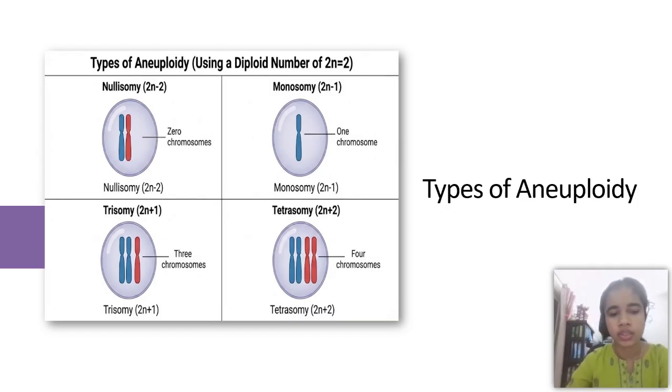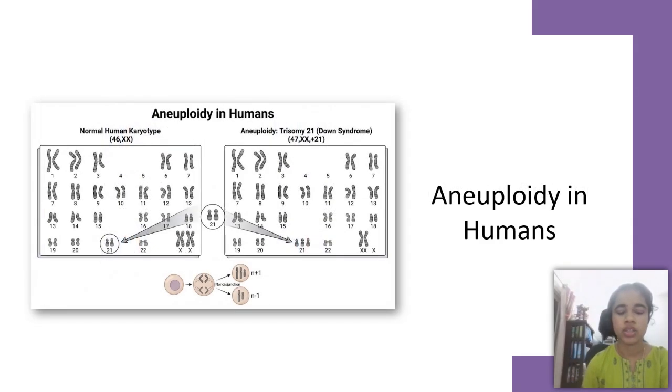And finally, you have tetrasomy, where there are two extra copies. Both copies get duplicated, so we have four instead of two. This is very rare. It occurs mostly in sex chromosomes, with conditions like 48,XXXX. Here the formula is 2n plus 2, but trisomy is 2n plus 1. Fine. Now let's move on to aneuploidy in humans.